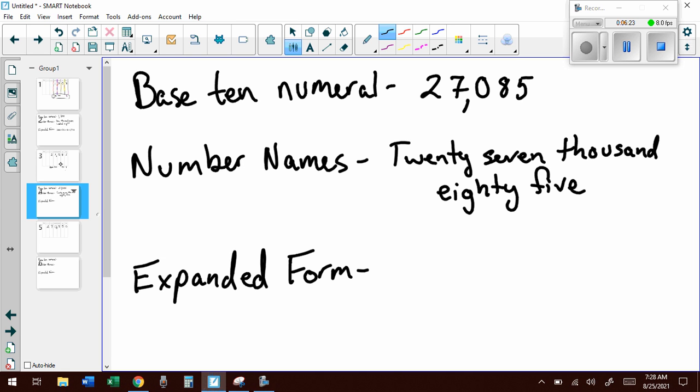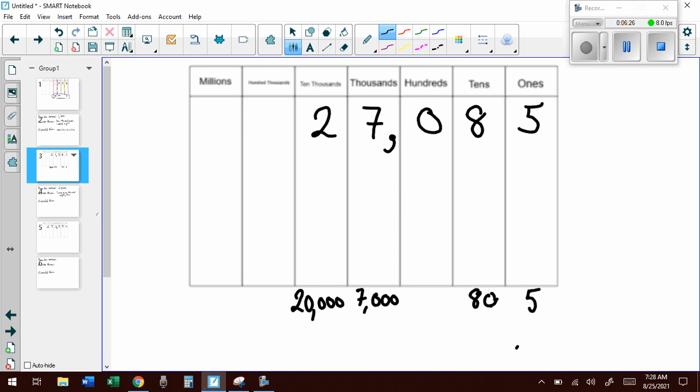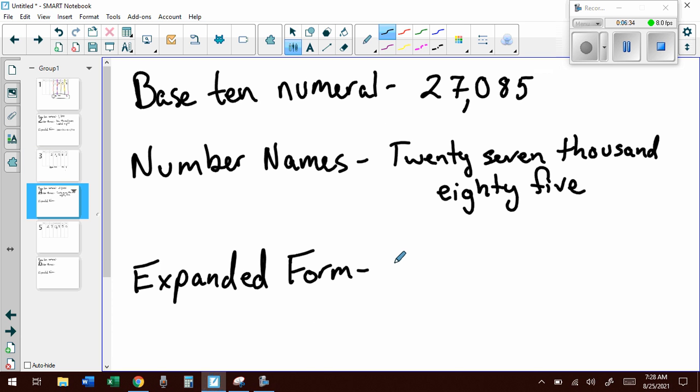And in expanded form, you take the values that you had written below each place value. You take these values and you add them together. You take a 20,000 plus a 7,000. And you could write plus 0, although it's not going to change your value, so you can skip over that 0. Plus an 80 plus a 5. And there it is in expanded form.